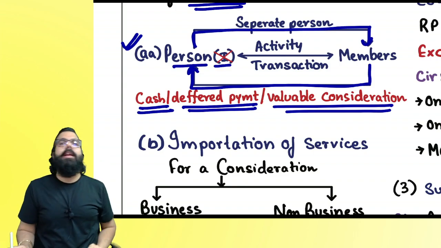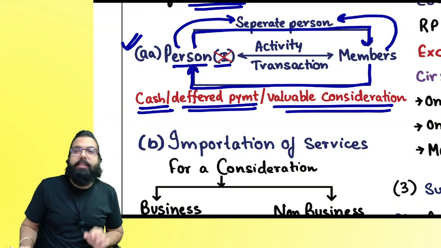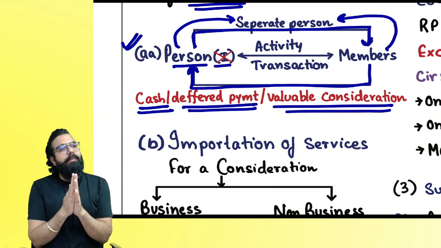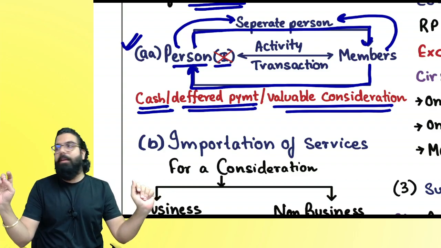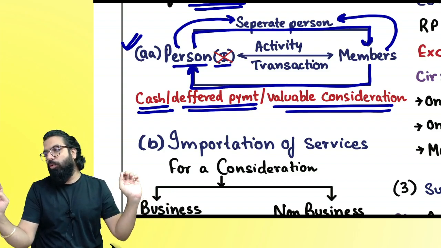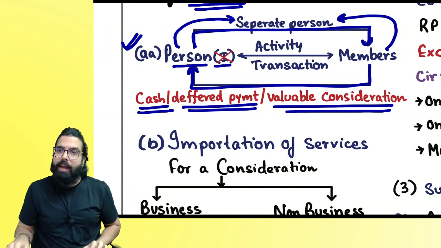They gave one explanation saying the person and the members are always separate persons. So whenever a person other than an individual gives services to the members, and members give services to the person, it will always be considered a supply. Can I go ahead, everyone?